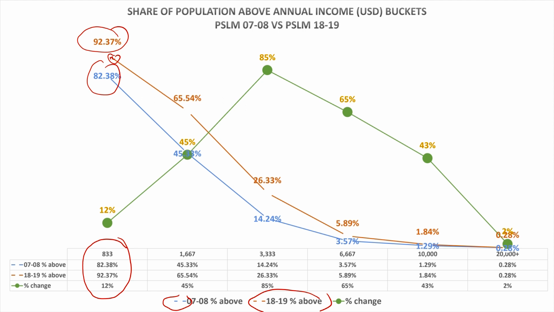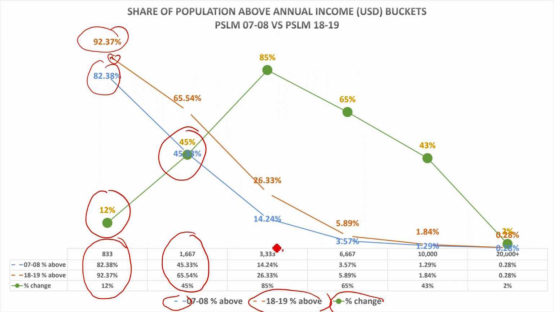And what's the relative change? The green line plots the percentage change in the category over that time frame. So about 12% of the population has moved into a higher category. Second question, what about the $1,667 bucket? In 07-08, about 45% earned more than that. In 18-19, about 65% earned more than that. And the jump is about 45%.